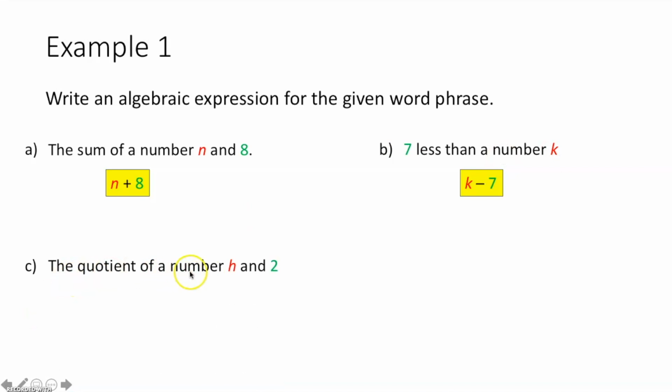The quotient of a number h and 2. Quotient refers to division. So we're going to take h and divide it by 2. So we have our variable divided by our constant. And lastly, we have the product of 5 and a number y. So we're going to multiply 5 and y together, because product refers to multiplication. So we go 5 times y.